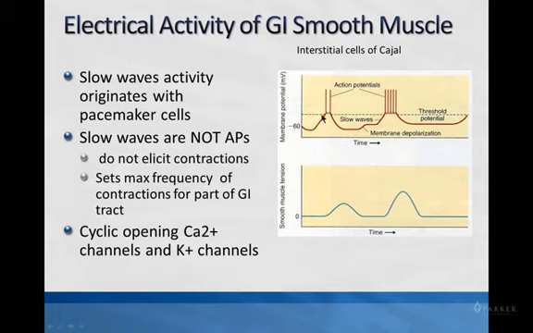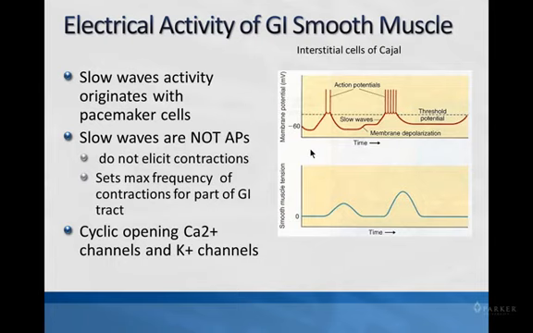And so if you don't reach threshold, this little dotted line refers to threshold, you're just going to see this going like this. You won't see the generation of action potentials. So the slow waves do not generate contraction of the muscle. They are not action potentials. But when you do have contractions of that particular area of the GI tract, it will determine your ultimate maximum frequency of the contractions.